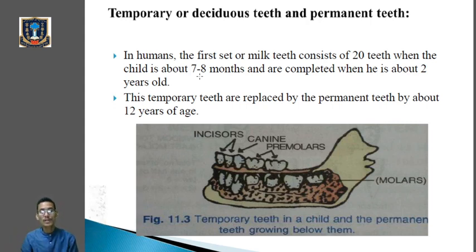You can see figure number 11.3, the temporary teeth in a child and the permanent teeth growing below them. So we will never find the premolar in case of the temporary teeth or the deciduous teeth.